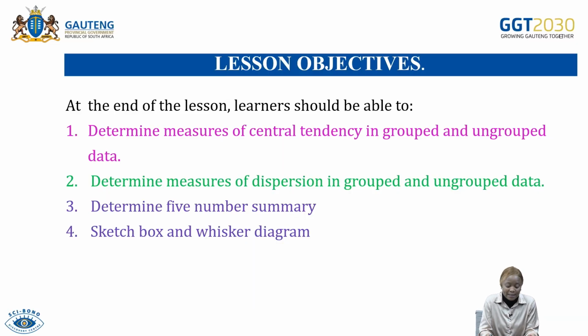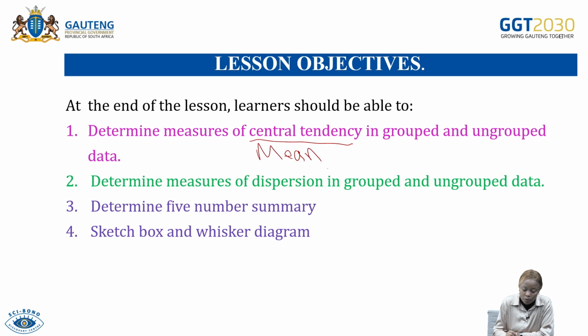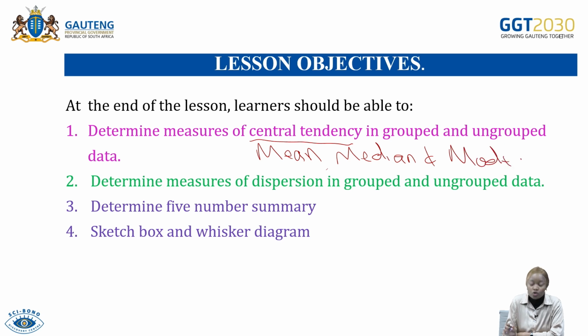At the end of this lesson, you should be able to determine the measures of central tendency, whereby we are looking at the mean, the median, and the mode, in grouped and ungrouped data.